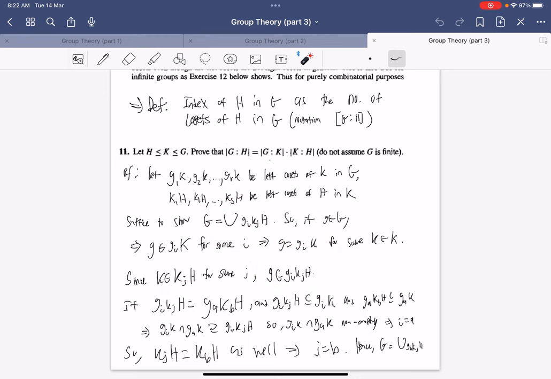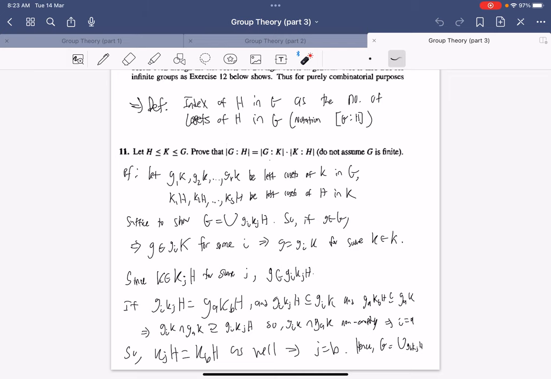And now you just want to show that they are disjoint. So you take two cosets and show that if the intersection is non-empty, then they are equal. This means that i equals a. And if i equals a, it also means that k_j H equals k_b H. And this also means that j equals b. And so you're done with proving that G is just the union of these cosets.